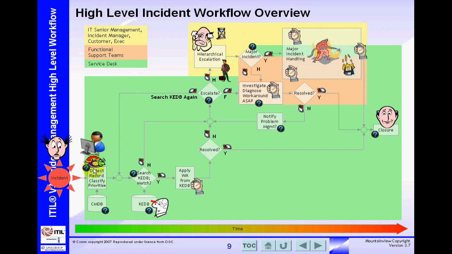This workflow diagram depicts the incident management workflow. Let me go through this to explain how this works. Down here, we have users who have incidents that occur that must be recorded at the service desk. The user calls a service desk to record, classify, and prioritize incidents.